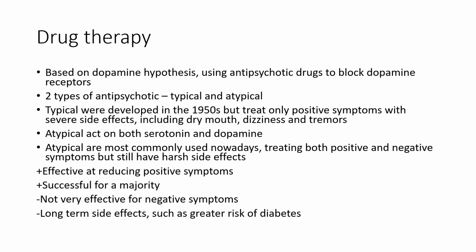Then looking at drug therapies, this is based on the dopamine hypothesis that we spoke about earlier, using antipsychotic drugs to block dopamine receptors. And there are actually two types of antipsychotic drugs, typical and atypical. Typical were developed in the 1950s but treat only positive symptoms with severe side effects including dry mouth, dizziness, and tremors.